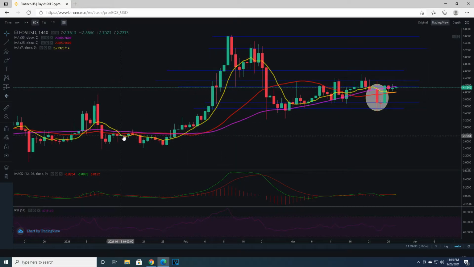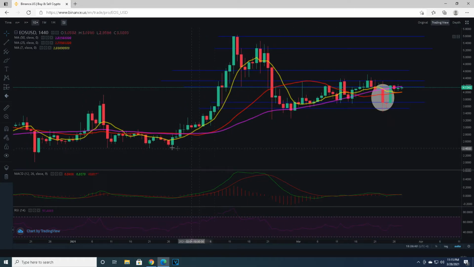So you have your 7 and your 25 get below the 50, and we had this huge upswing. It could happen again, and you also have a pattern here very similar where it was underneath, and you have this Morningstar style pattern.